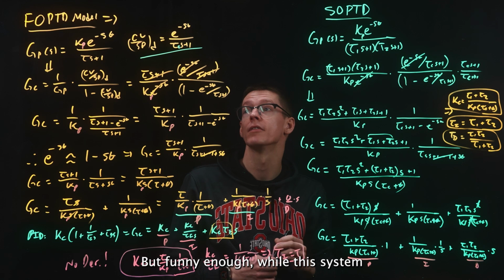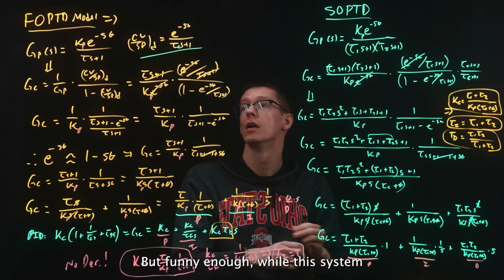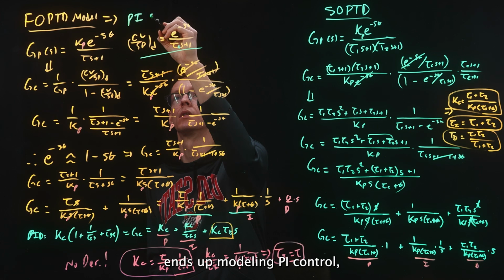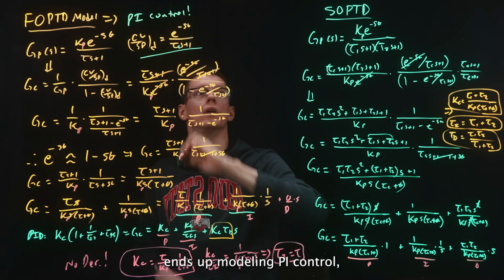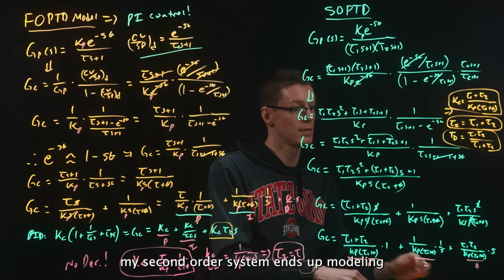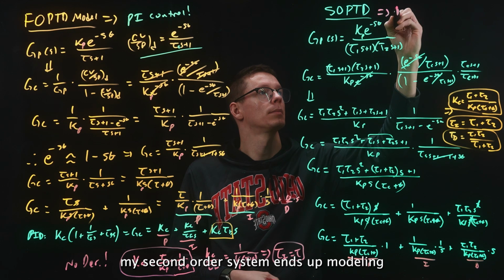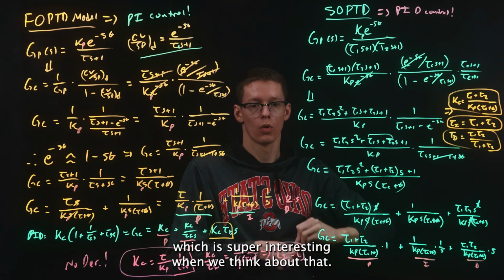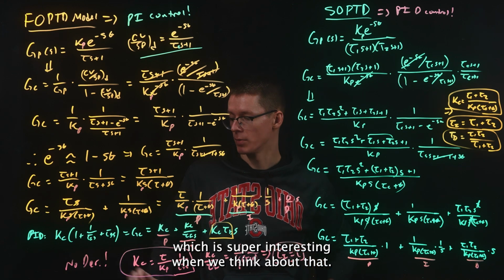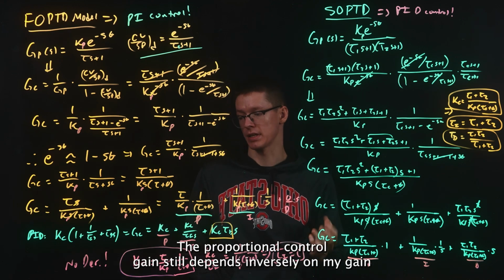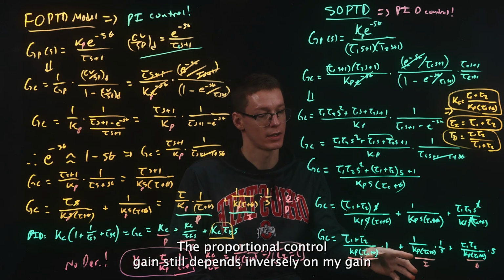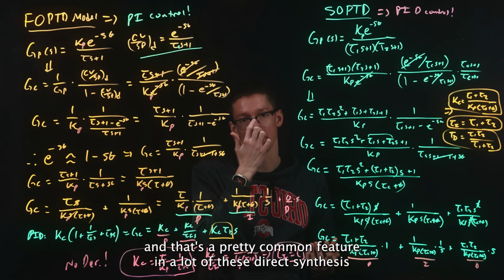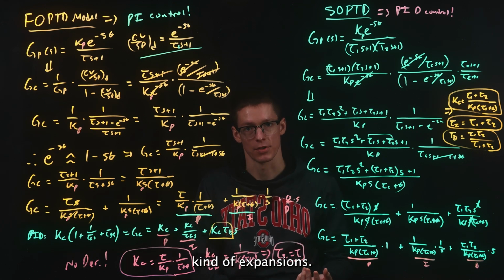But funny enough, while the first order system ends up modeling PI control, my second order system ends up modeling PID control, which is super interesting. When we think about that, the proportional control gain still depends inversely on the gain of my controller, and that's a pretty common feature in a lot of these direct synthesis kind of expansions.